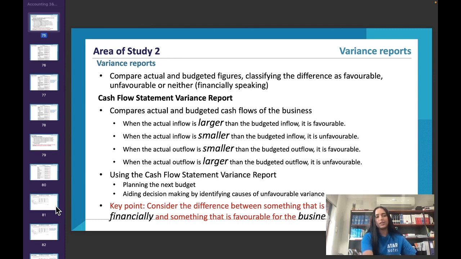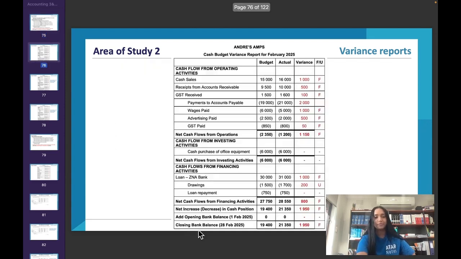And like I was saying, down here, there's a difference between something that's favorable financially and something that's favorable for the business. Like I was saying earlier, paying more for advertising. Financially, that is unfavorable, but for the business, it is favorable because more advertising means more customers.